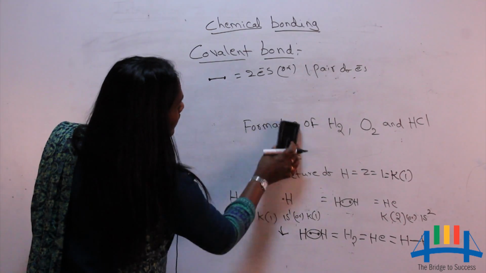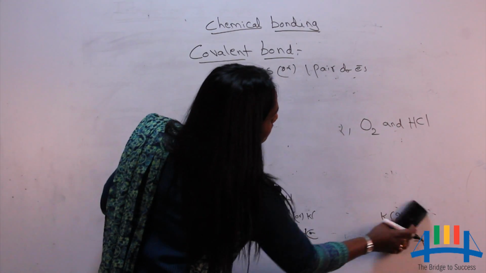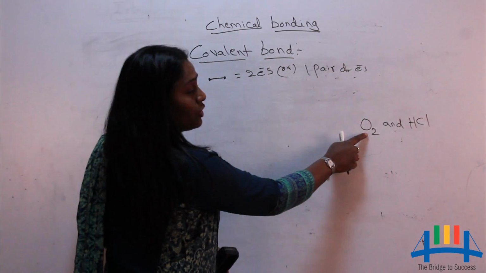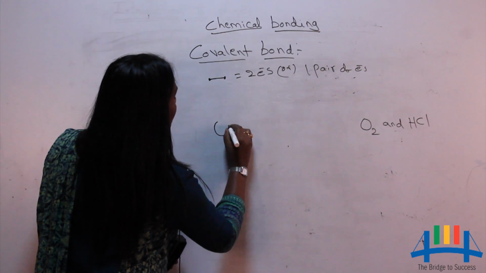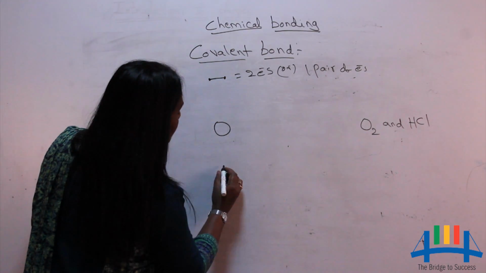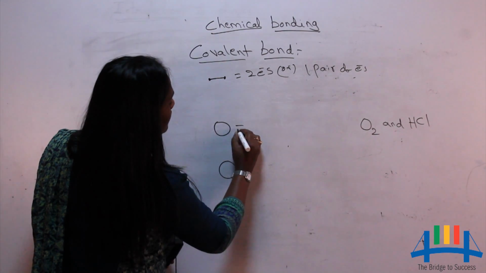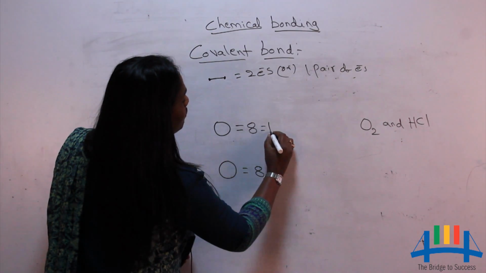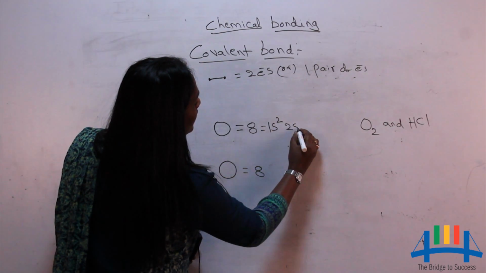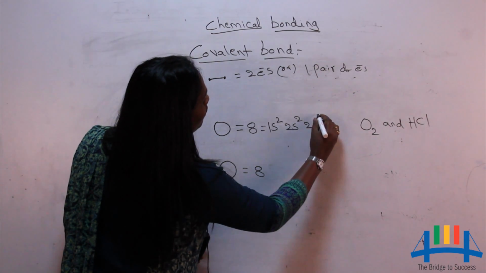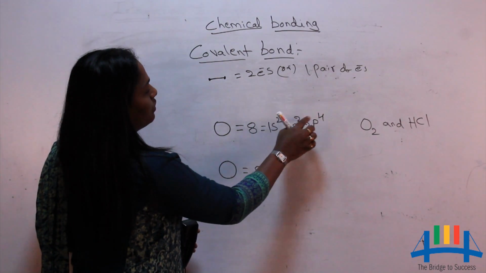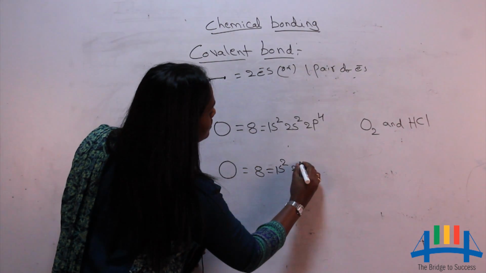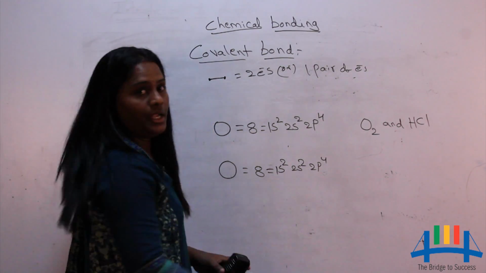Now let's take the formation of the O2 molecule. In the same way, you have to write the atomic number of oxygen first. Here two oxygens are there, so I am writing two oxygens. The atomic number is 8. The configuration is 1s2 2s2 2p4, 4 plus 4 is 8, and for this oxygen also it is 1s2 2s2 2p4.